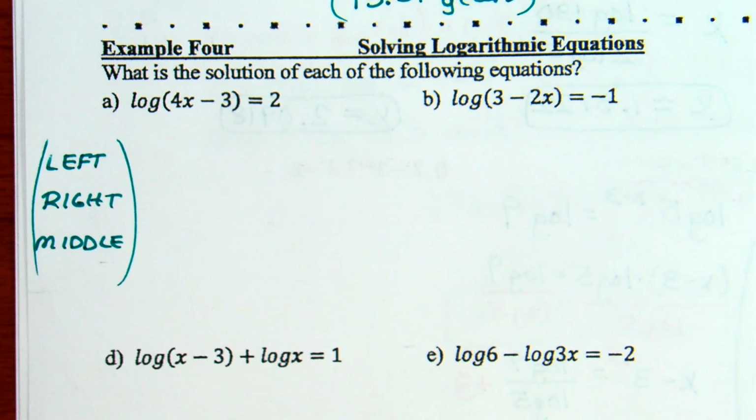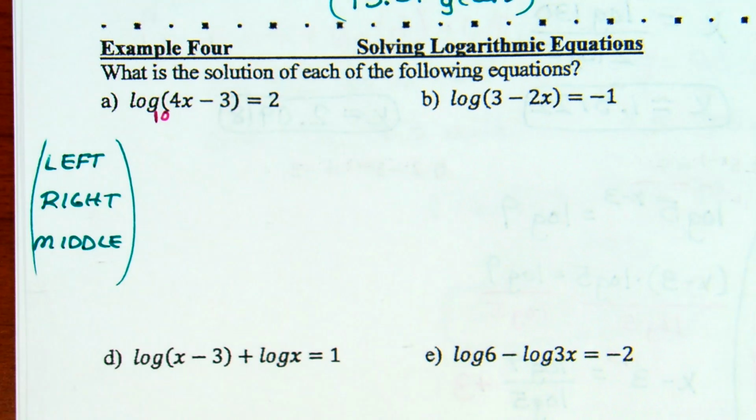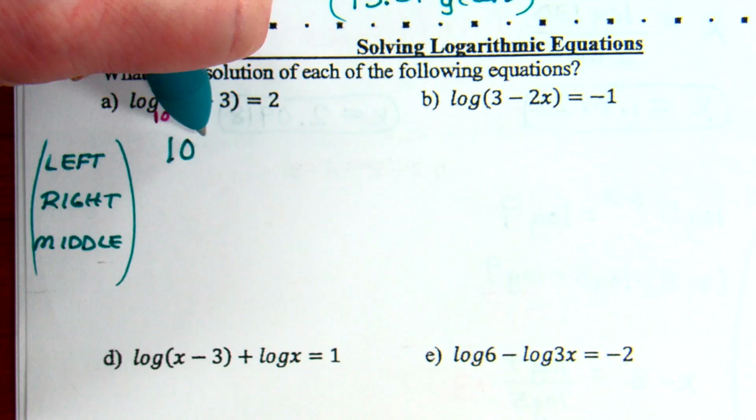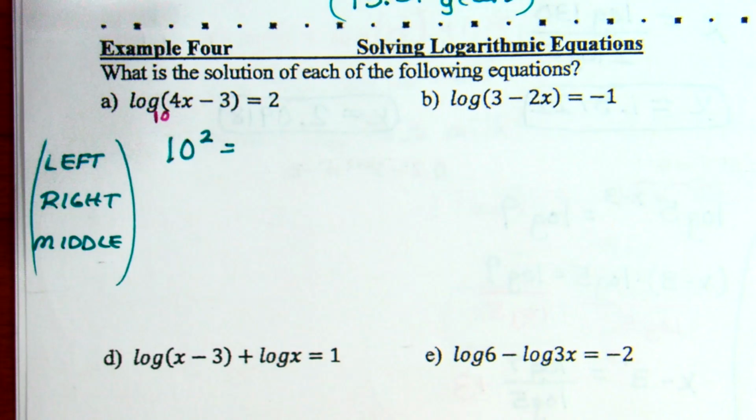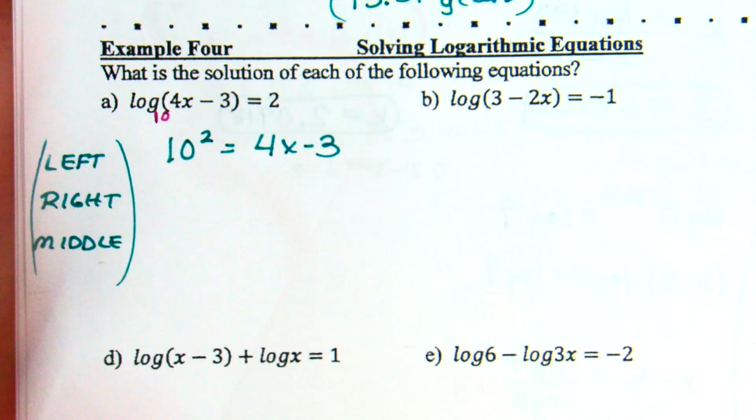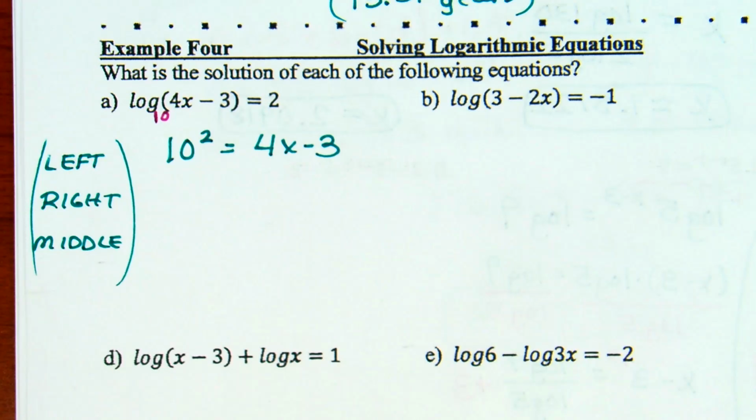And that's important. So, log base 10 of 4x minus 3 equals 2. Left, right, middle. What's the left? 10. Raise the number on the right. What's my right? 2 equals the middle value, which is whatever is inside your log. So I just wrote the equation, 10 to the power of 2 equals 4x minus 3.